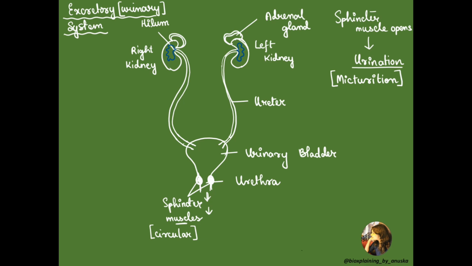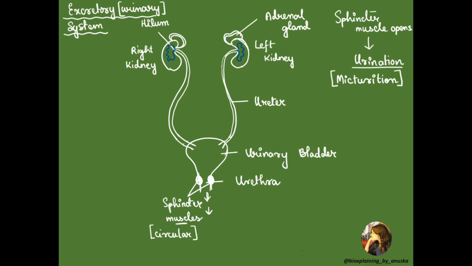If you look into this diagram that is being shown on the screen, you can find that we have two kidneys, the right kidney and the left kidney. The kidneys are like a special filter system in our body and they produce urine. From the kidney, we have a pair of tubes running down to the urinary bladder. This pair of tubes is what we call the ureters.